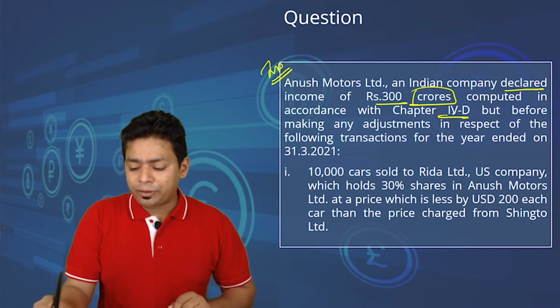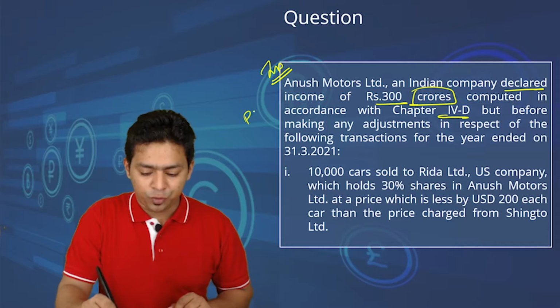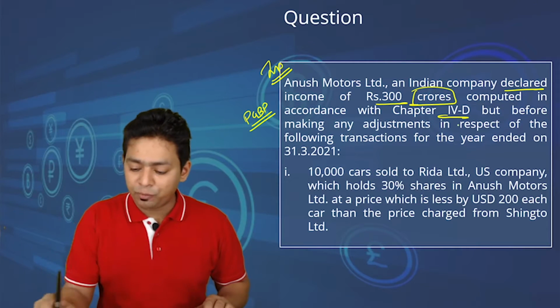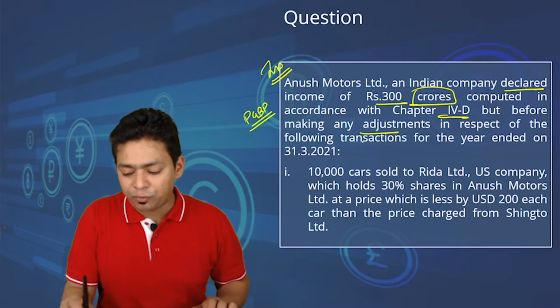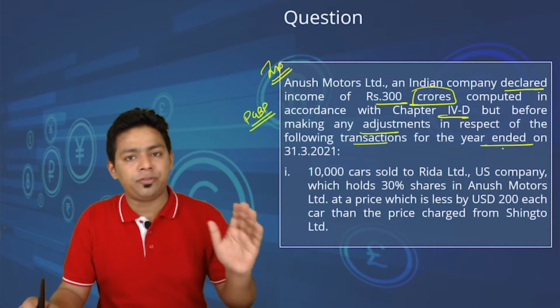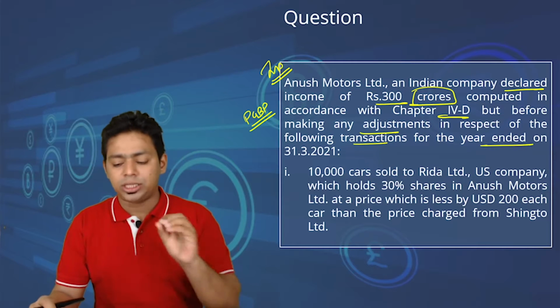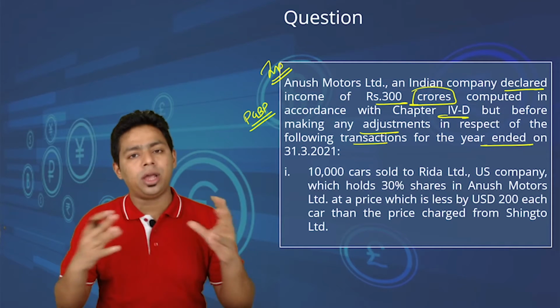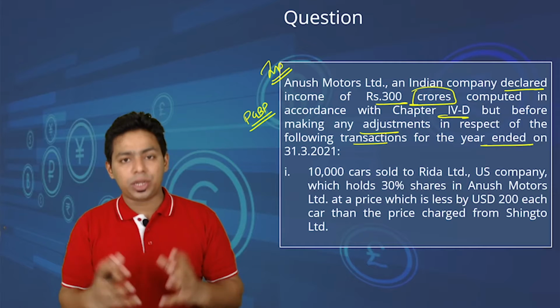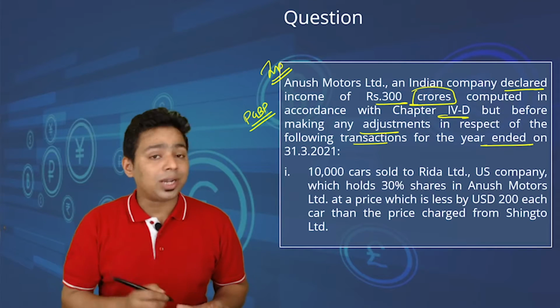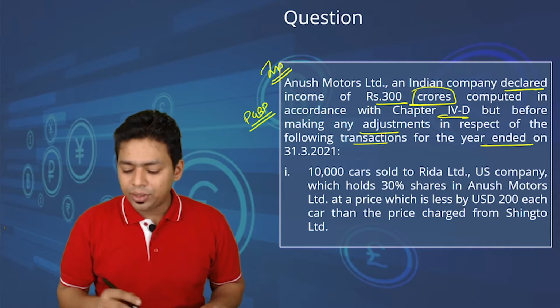Computed in accordance with Chapter 4D, that is PGBP provisions. 4D means the normal PGBP provisions. But before making any adjustment in respect of the following transactions for the year ended 31st March 2021, technically before making any TP adjustment, this is their original profit after applying all the allowances and disallowances which are given in the income tax law PGBP chapter. So the transaction you have to observe very clearly.